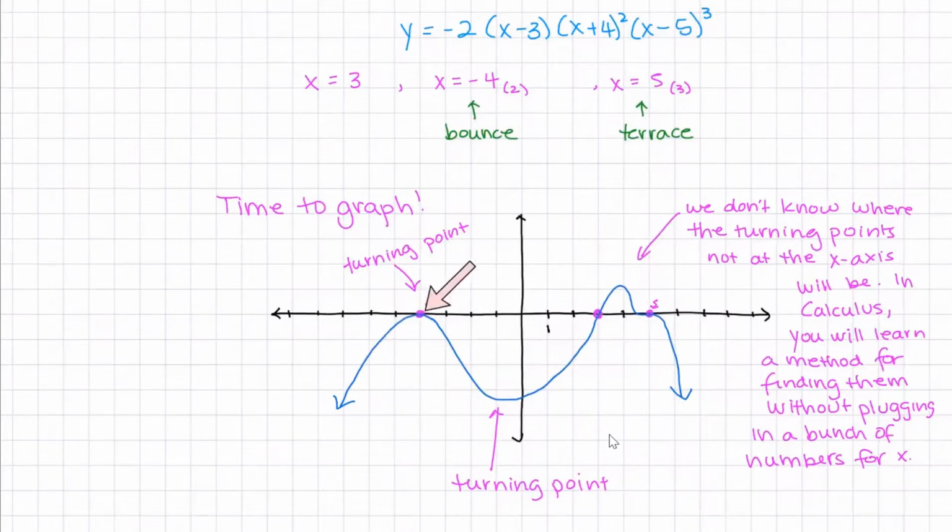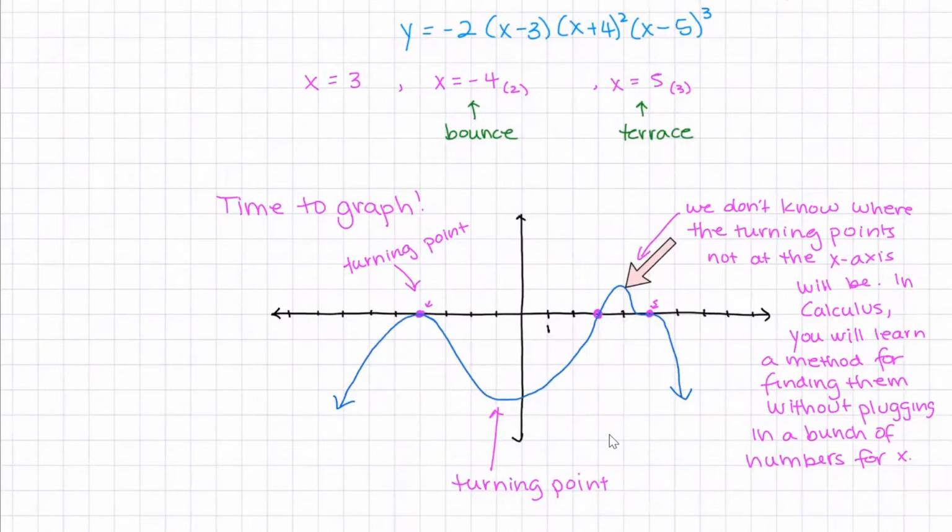But all of these points where we turn around, where we change direction, we're going up, and then we turn around to go down, and then we turn around to go up, and then we turn around to go down, these are called turning points. If the turning point happens to be a bounce at the x-axis, of course we know where that is. We will not be able to find these other turning points.